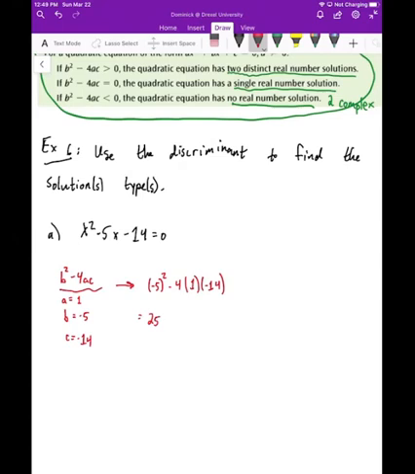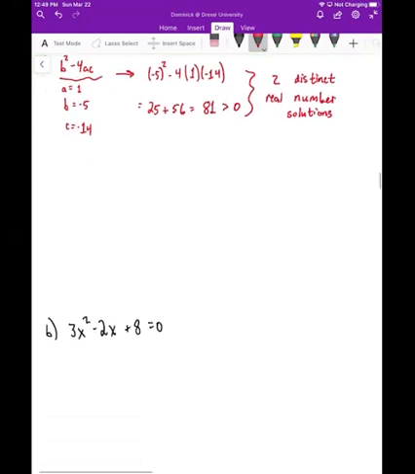And then negative times negative will be a plus. And then 4 times 14 will be 56. Right, so at this point, we can see that it's going to be positive, but just for completeness, we'll find it. I believe it's an 81. And since this is positive, this tells us that we have two distinct or two different real number solutions. So without even solving it, we know what type of solutions we're going to get. So that's one interesting thing.